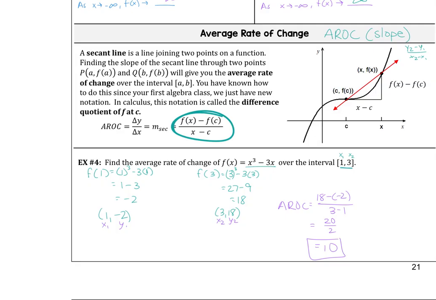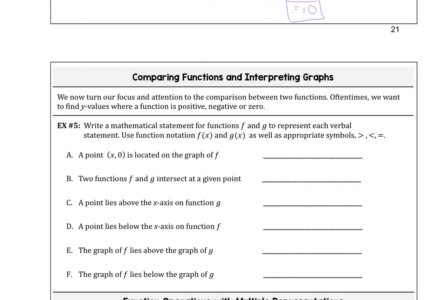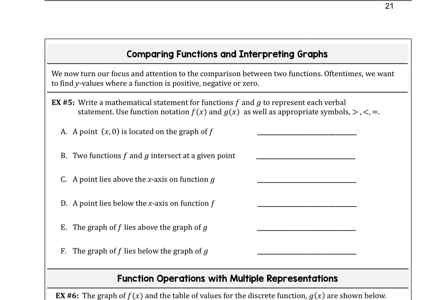It is a secant line going through 2 points on a curved line. So, comparing functions and interpreting graphs. We're going to write a mathematical statement for functions f and g to represent each verbal statement. Use function notation f of x and g of x as well as appropriate symbols: less than, greater than, equal to.